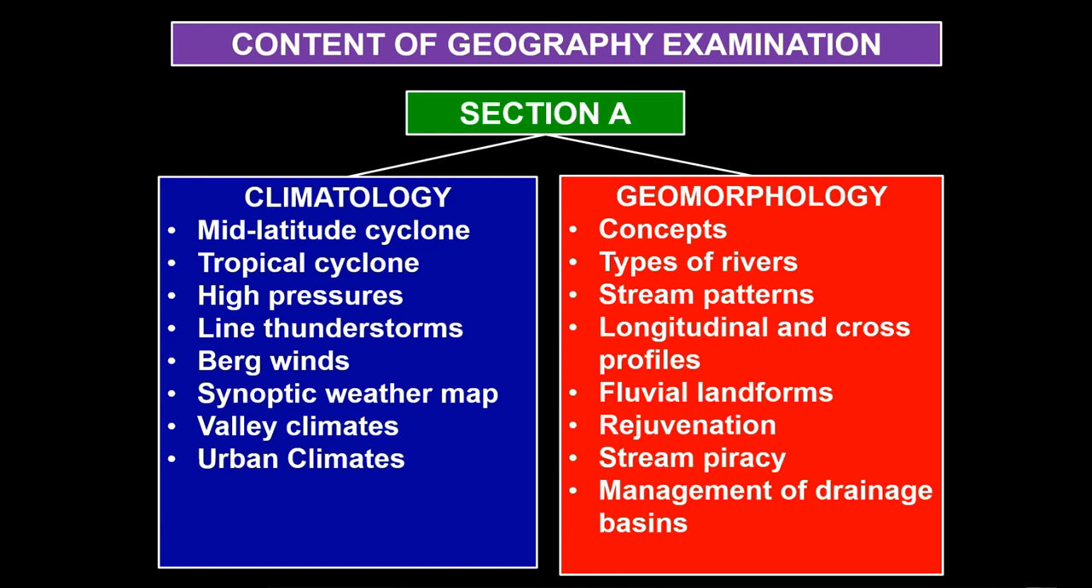Bergwinds, currently at the moment, and if any of you watched the news last night, you would have seen that there are raging fires over certain parts of South Africa where lots of animals and people have lost property. So a very, very important part of our South African climate. And then our next one, synoptic weather map.